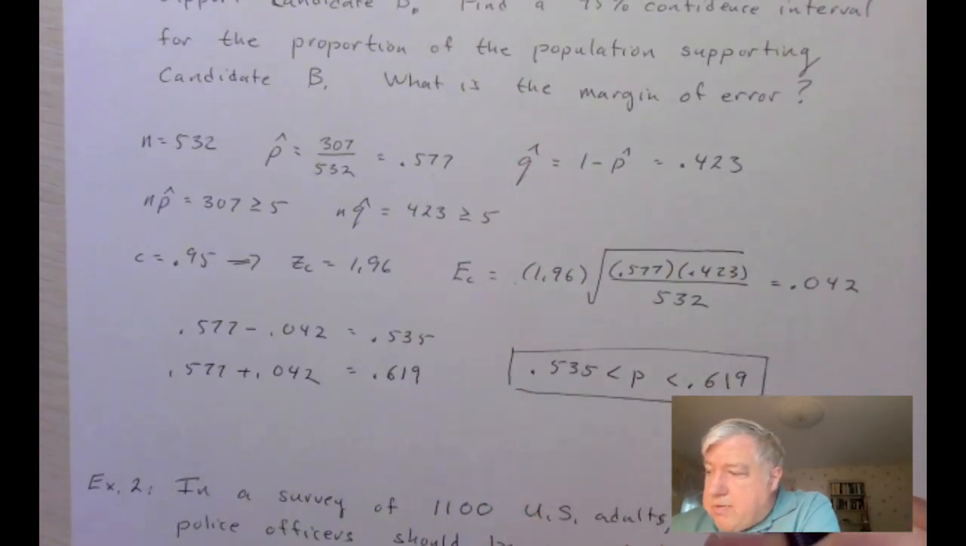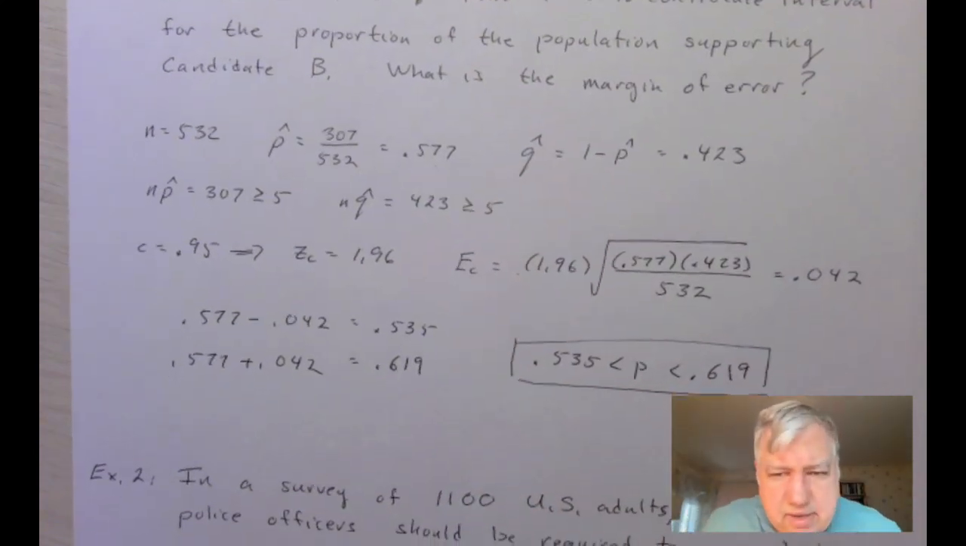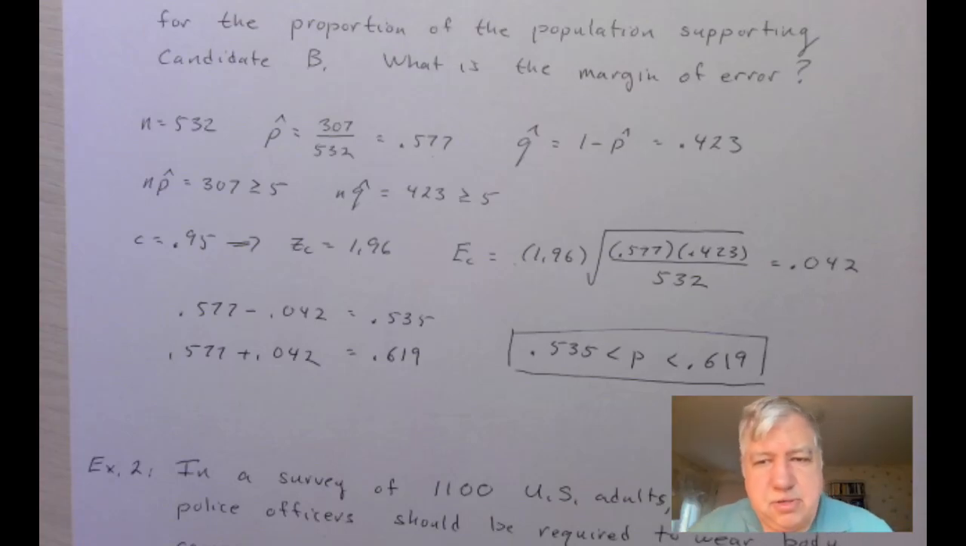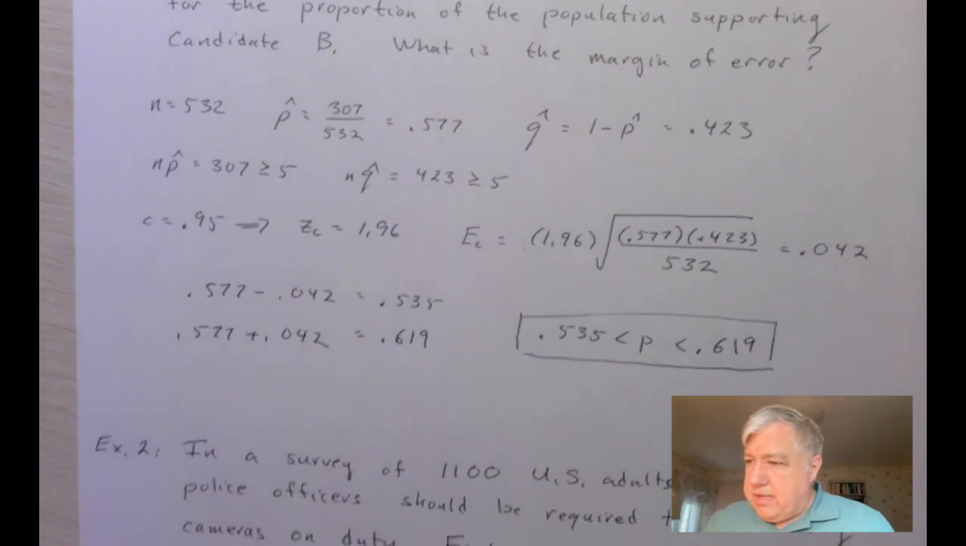And so we say with 95% confidence that the percentage supporting candidate B is between 53.5% and 61.9% with a margin of error of 4.2%. That's what we say to the layman when we give the results of the poll of a calculation like this. All right, let's look at example 2.